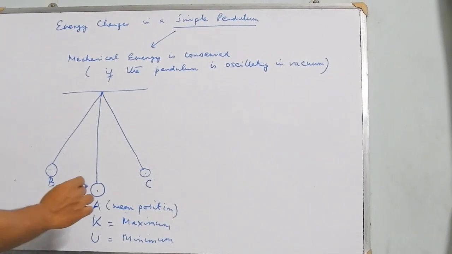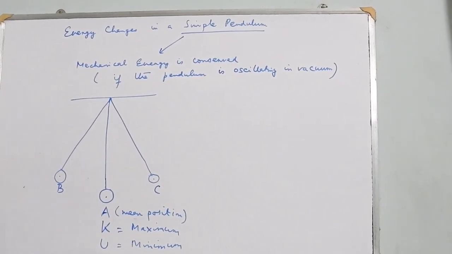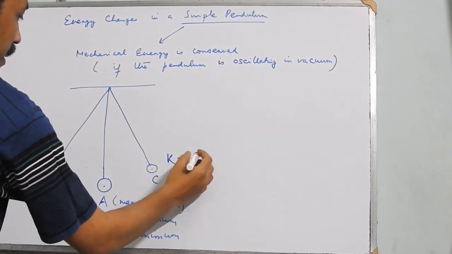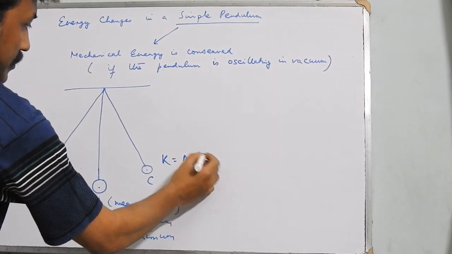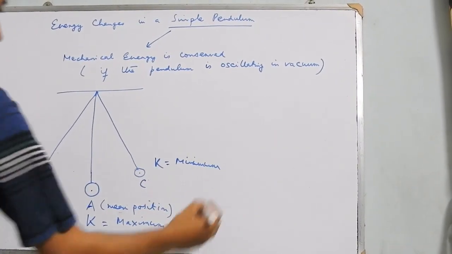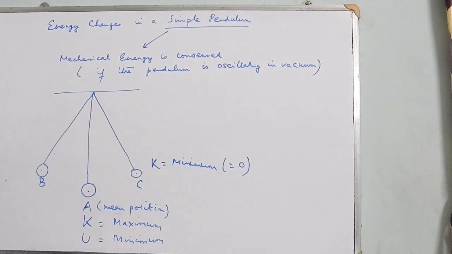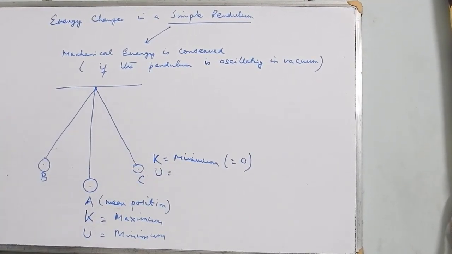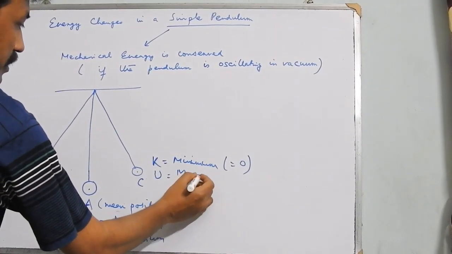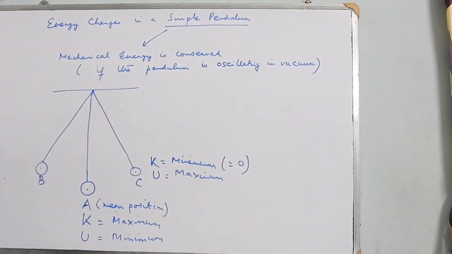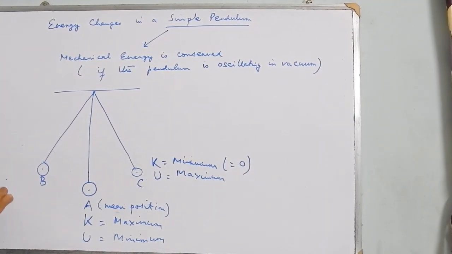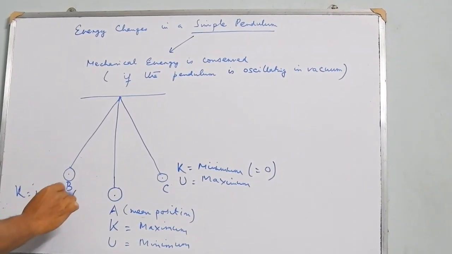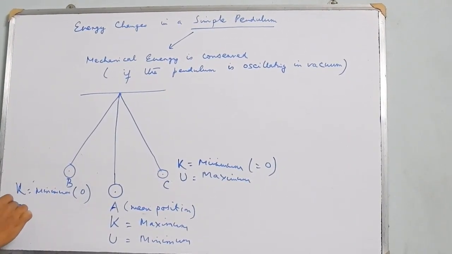And whenever the bob reaches the extreme position on either side of the mean position, then at these positions B and C, the kinetic energy is minimum and it is practically 0. The minimum value is always 0. And we can say that the kinetic energy has totally converted to the potential energy which becomes maximum at the extreme positions. In this position also the kinetic energy is minimum or 0 and the potential energy is maximum.